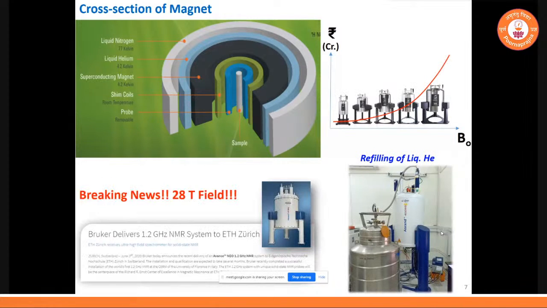Now there is breaking news. Recently, Bruker, which is a pioneer in developing NMR magnets, has achieved one of the highest magnetic fields yet, 28 Tesla. That means the resonance frequency of proton, which in NMR we usually talk about in terms of megahertz, is now going into the gigahertz range. That is possible because of so much research going on in the development of high field magnets.